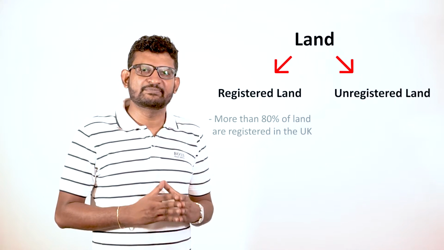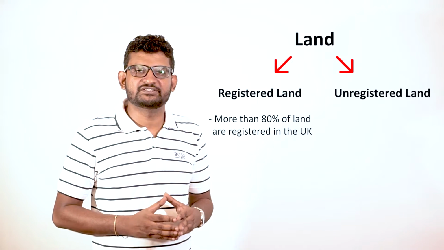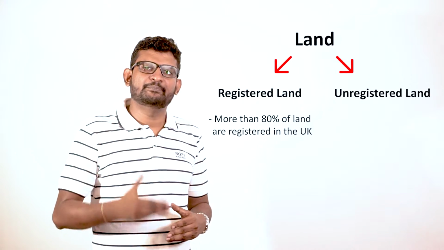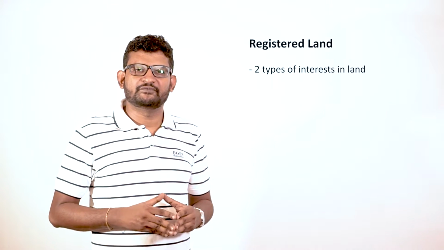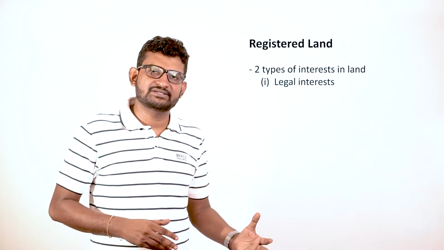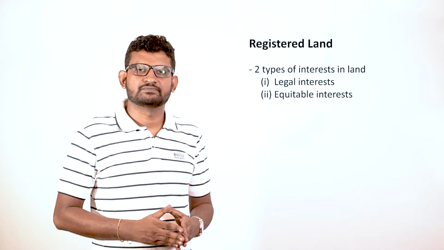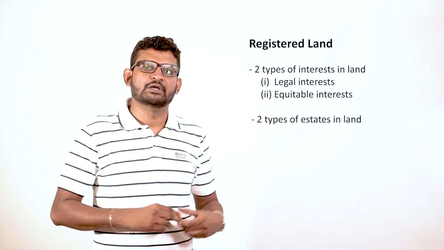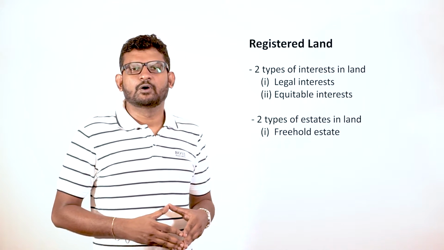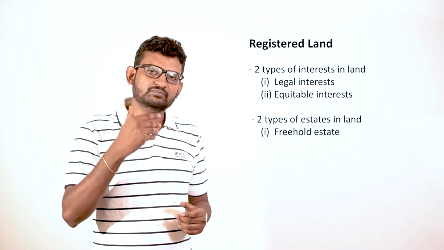Remember, there are two types of land, registered and unregistered. Most land, 80% of land in the UK, is registered, and the numbers are going up. Very limited numbers are unregistered. There are two types of interest in land, legal interest and equitable interest. There are two types of estates in land, right? You can have a freehold estate or you can have a leasehold estate.